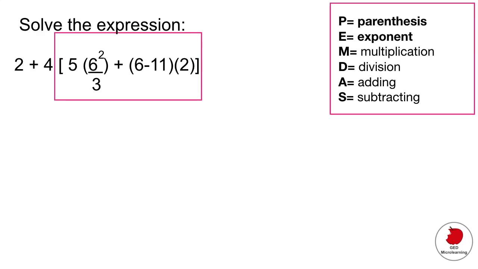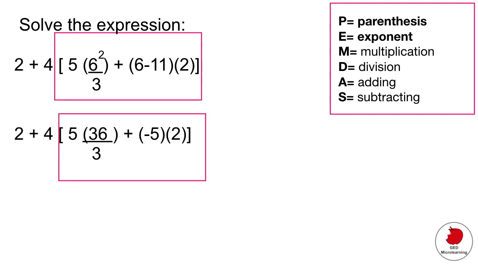If we go back to our expression, and I've put that acronym there on the top right corner, the first thing that we're going to do is what is inside those brackets or parentheses, and we're also going to look at that exponent. So let's solve the exponent first. 6 squared is going to be 36, right? So there on the right, we have that 36 over 3 multiplied by 5.